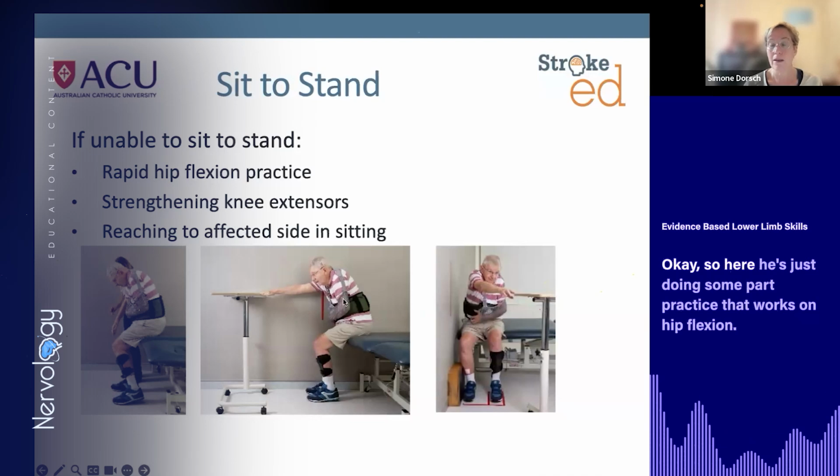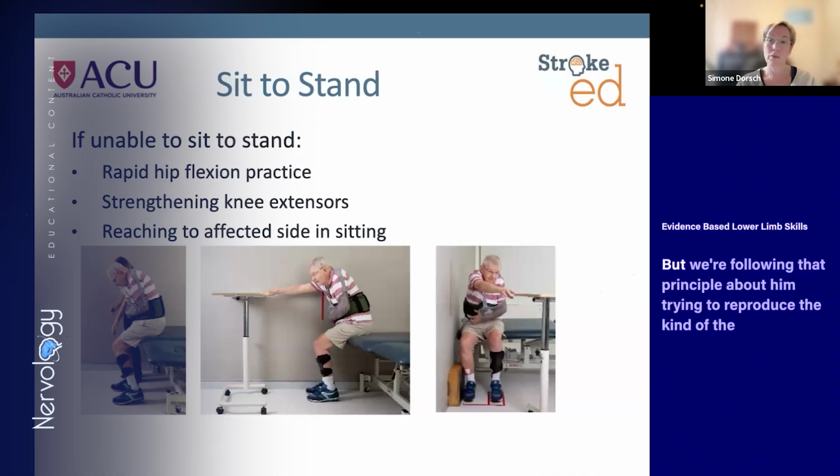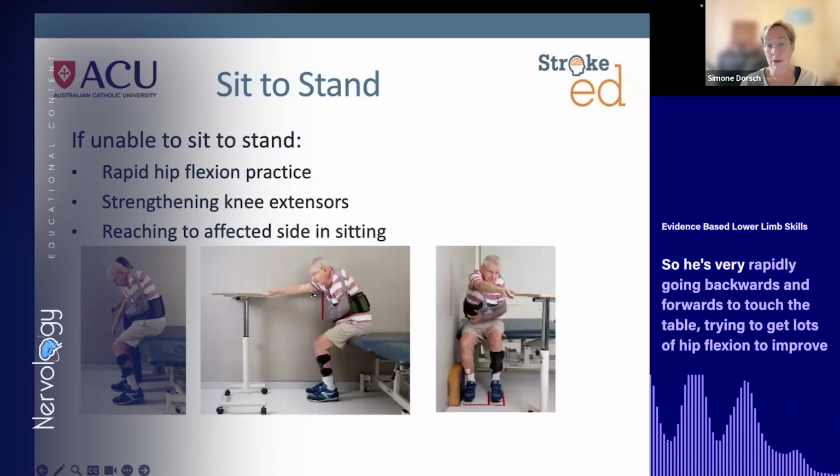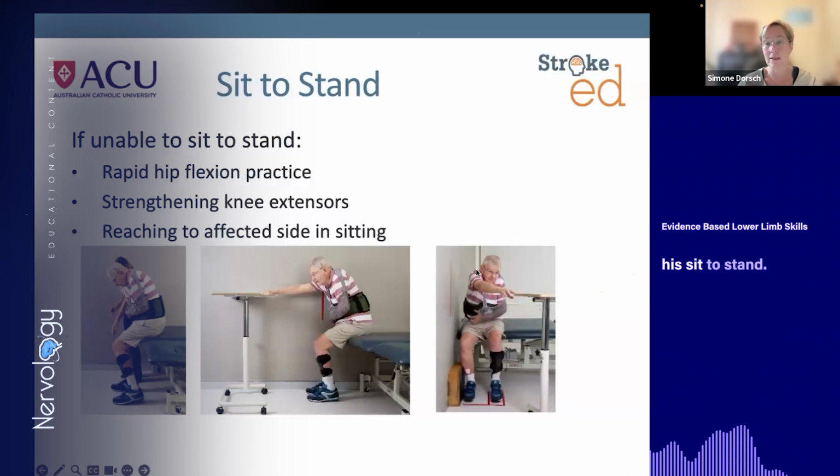Okay, so here he's just doing some part practice that works on hip flexion. But we're following that principle about him trying to reproduce the joint movements and reproduce that first part of sit to stand. So he's very rapidly going backwards and forwards to touch the table, trying to get lots of hip flexion to improve his sit to stand.